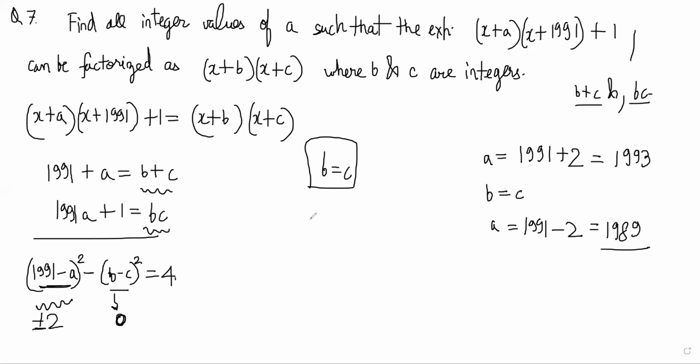B and C were what? B plus C was this. So 2b is equal to 1991 plus a, right? So either the average of 1991 and 1993 or 1991 and 1989. So either b is equal to c is either 1990 or 1992, right?